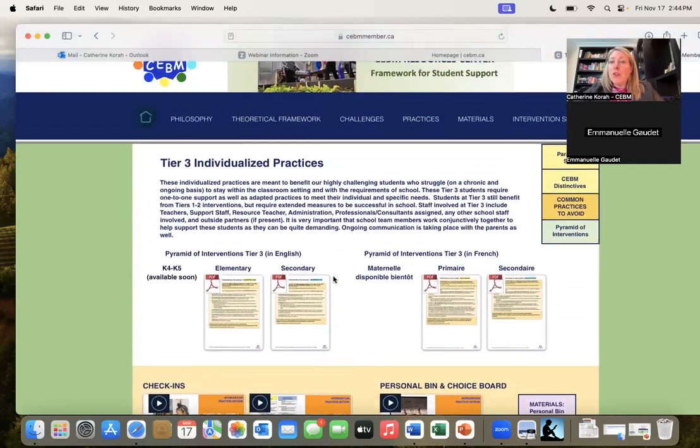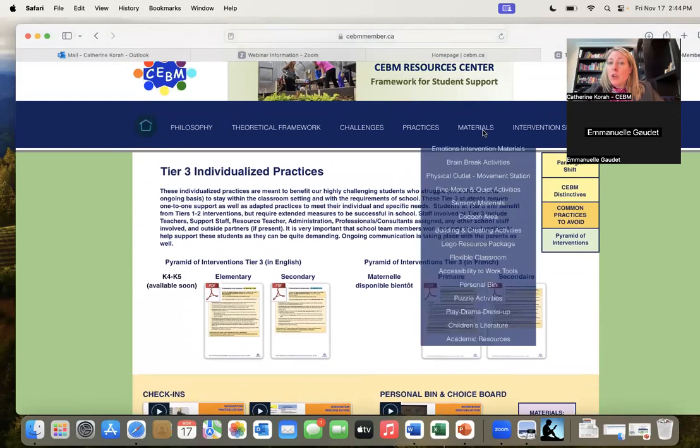And then in terms of tier 3, you've got, again, different resources that are available, the emotions room and so forth. If you want to download certain materials, you've got all of the materials that are available here, from the quiet corner to flexible classroom, to the personal bin, to the emotion intervention materials, all of that is available on this page.